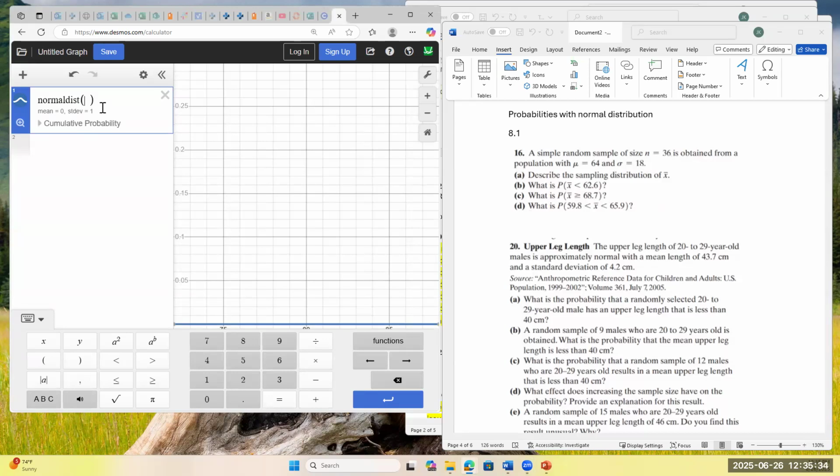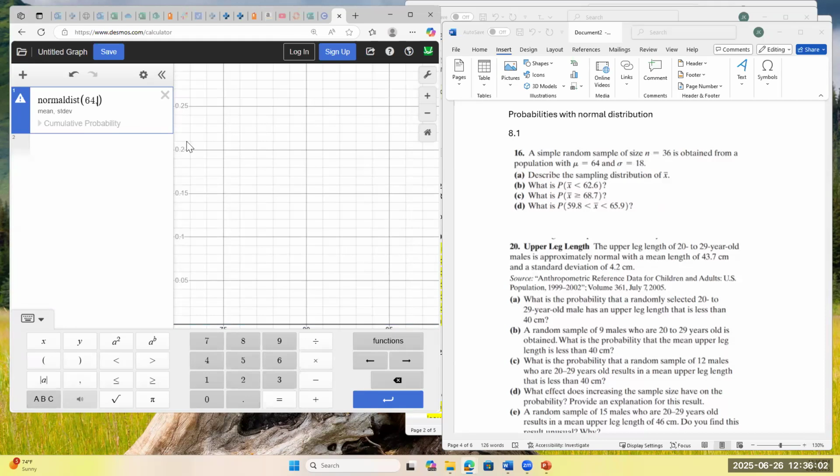So if the population mean is 64, that's the same mean that the distribution of sample means would have. So we're going to go ahead and type in 64. But now remember, for the standard deviation, we're not going to use 18. That's the standard deviation of the population, but the standard deviation of the sampling distribution of sample means is going to be that standard deviation divided by the square root of the sample size.